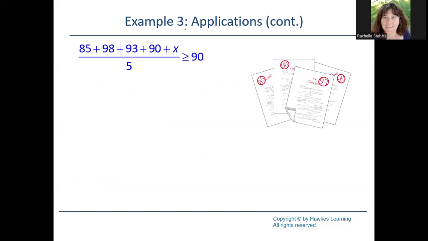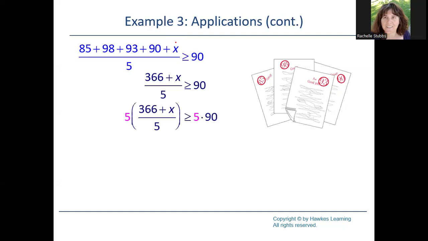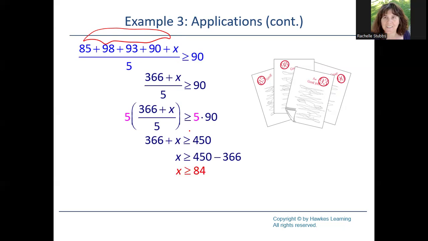So here we have basically a proportion, don't we? And so we're still working with an inequality, but we treat it right now almost like an equal. And we're going to multiply both sides by 5. Well, what they did is they added these up, right? These were like terms that they could add up. And then we multiplied both sides by 5 to clear the denominator. And we get 366 plus x is greater than or equal to 450. Now, if we subtract 366 from each side, we get x is greater than or equal to 84. So this student on the final must get a grade of 84 or better to get an A in the class.